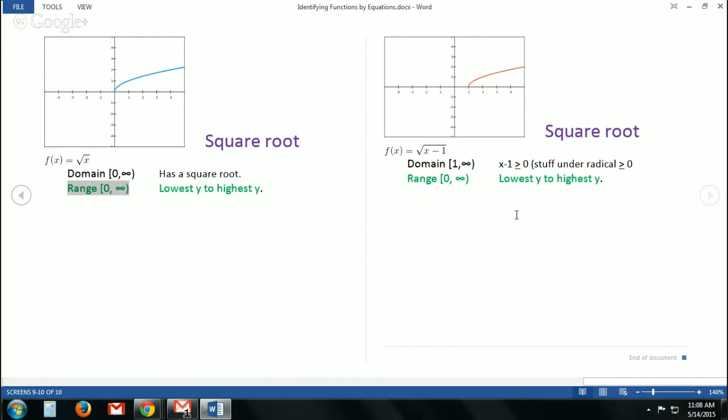Domain means tell me the x's, and we're looking for a fraction or a square root to restrict them. The range of a function is the lowest y to the highest y. And remember that infinities always get parentheses, but things that are included get a bracket. Depending on what the equation is, that tells us the shape that we can expect.